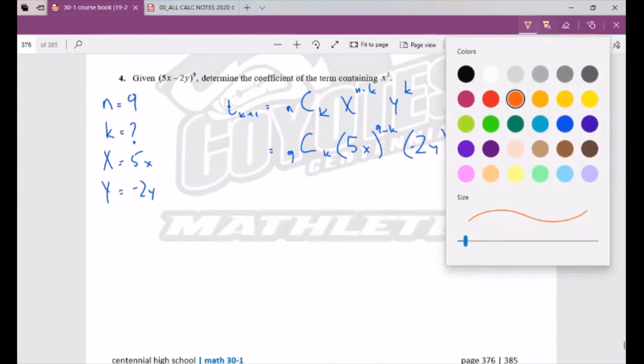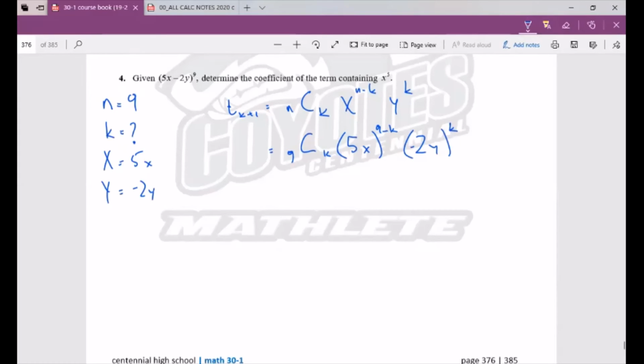We should maybe start to separate this into a numerical part and a variable part. So I have 9Ck. That's just going to be a number whenever we figure out what k is. We have this times 5 to the 9 minus k. That's also just going to be a number, of course, once we figure out what k is. And then negative 2 to the k. This part here is all numerical. And then it's multiplying by x to the 9 minus k times y to the k. This part is variable.